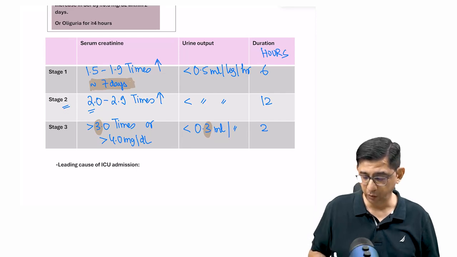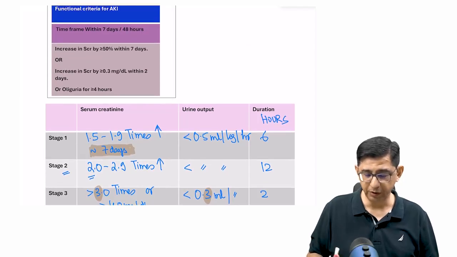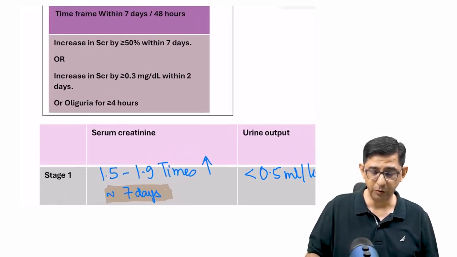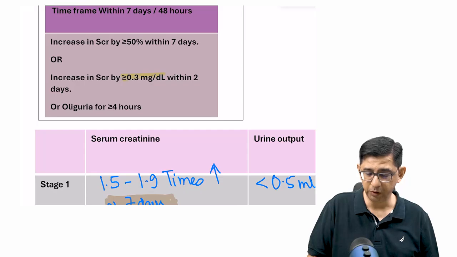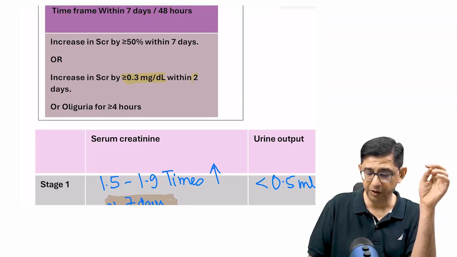At this moment, I want to add one more data in this discussion. In some MCQs, instead of writing for stage 1 as 1.5 to 1.9, he might write it as follows: rise of serum creatinine by more than 0.3, like baseline was 1.2, now it's become 1.5 within 48 hours.